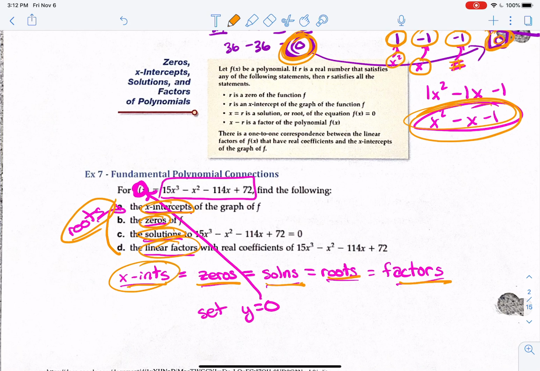And to do that, we would set the y-coordinate equal to 0. So I just plug 0 in for the y-coordinate, or in that case, it was f of x. We plug 0 in there, and then we would solve.